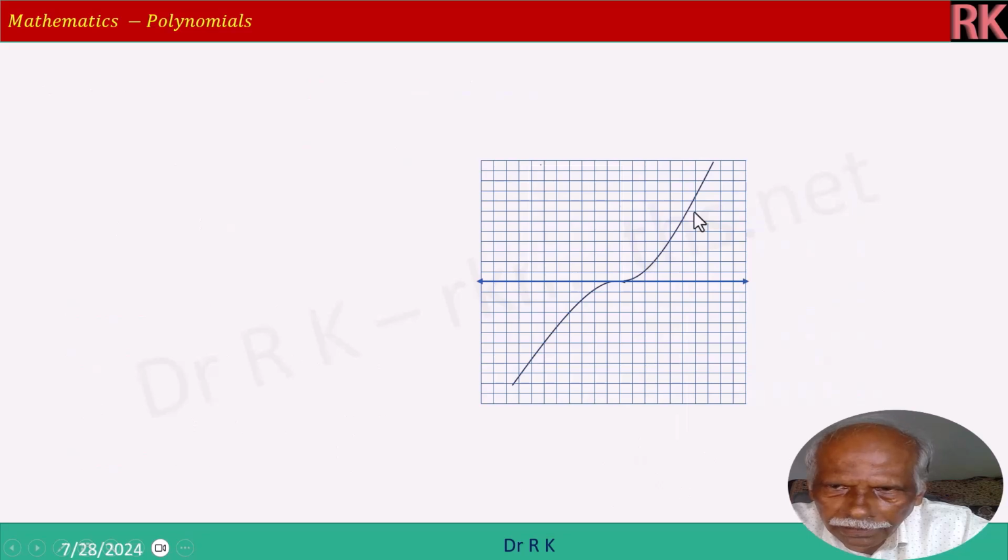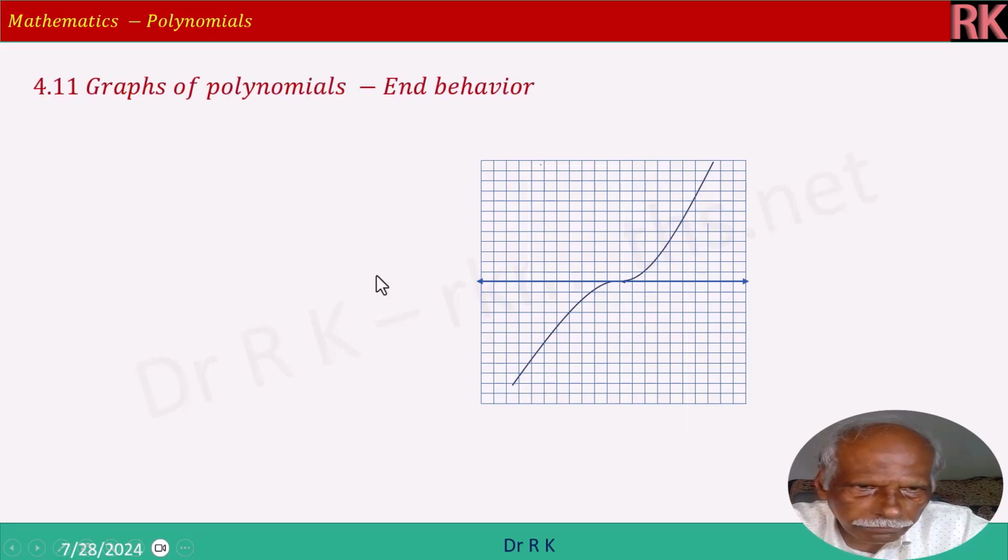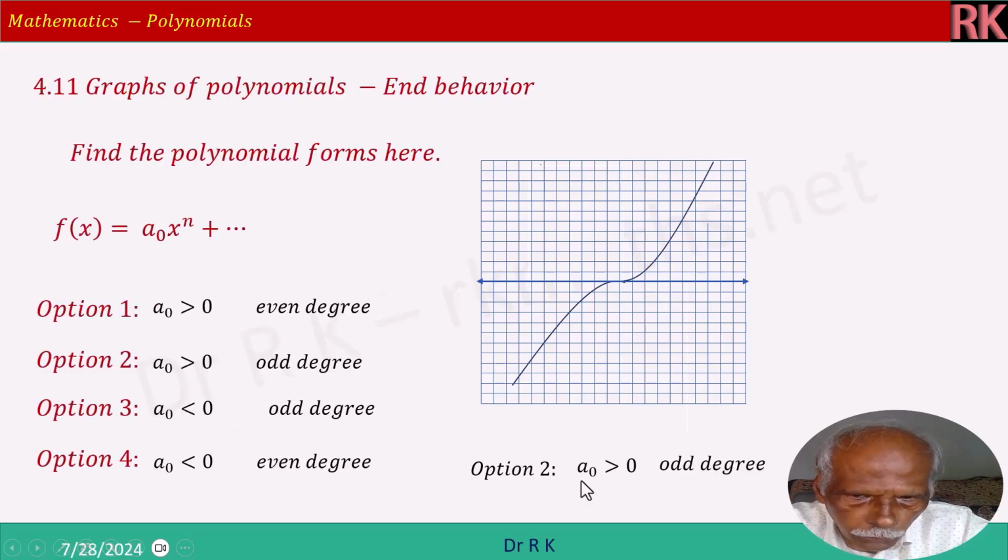And then here A0 is positive because on the right hand side it is going upwards, and it is an odd degree because it is symmetrical about the origin. Right? We will see option 2, A0 is greater than 0, odd degree. That is the correct answer.